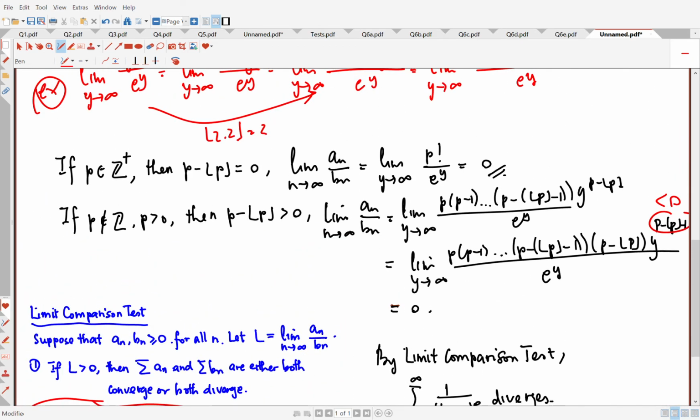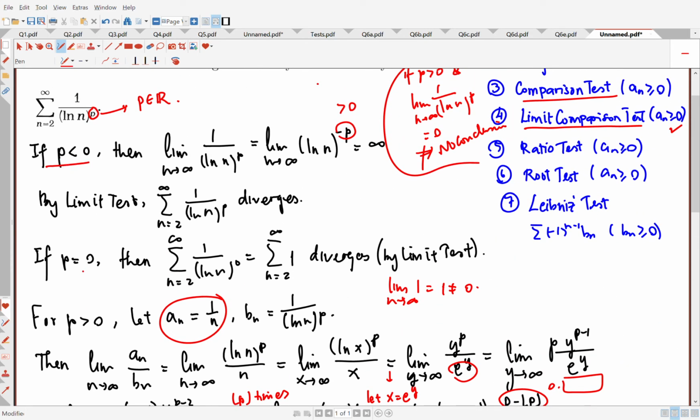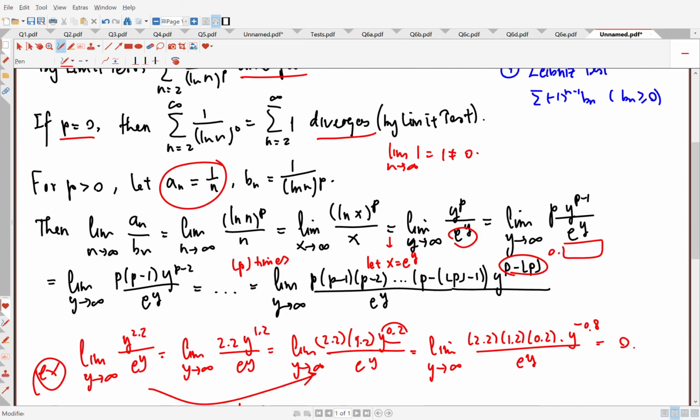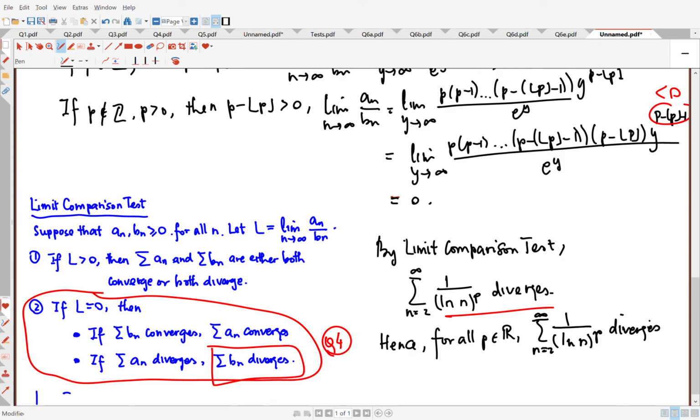So to conclude, no matter what the value of p is, you will get that the series diverges. Okay, so for all values of p, hence for all p, this diverges. Okay, done.